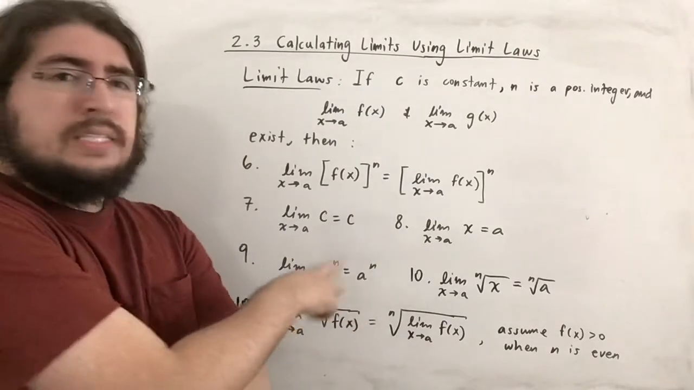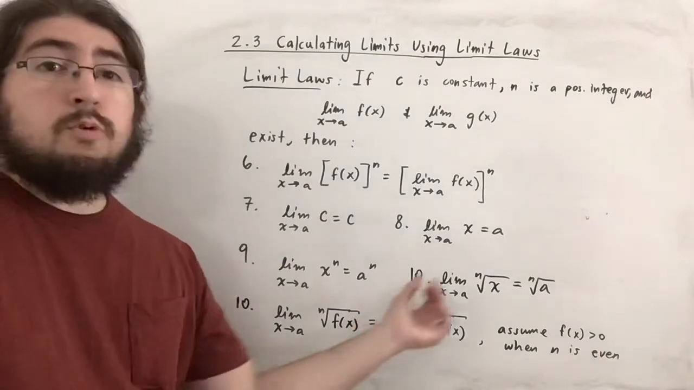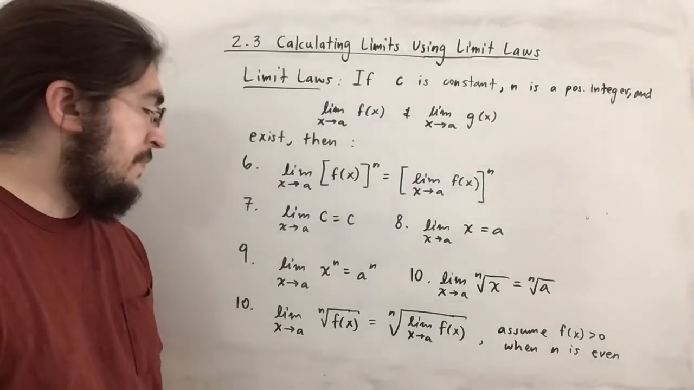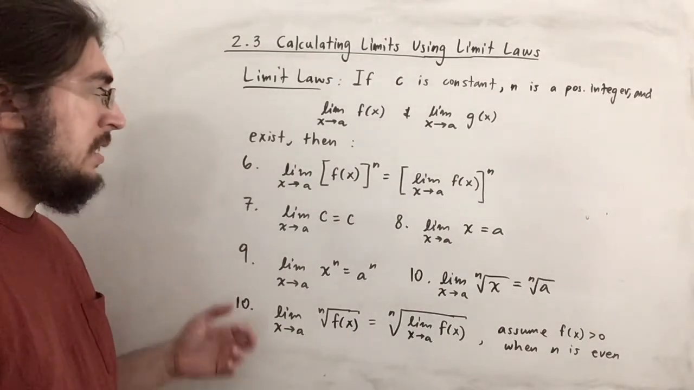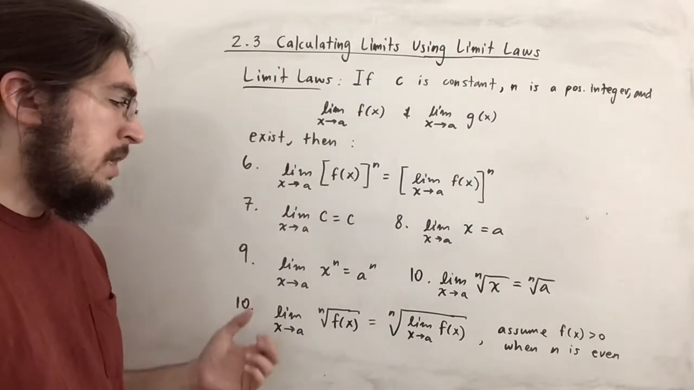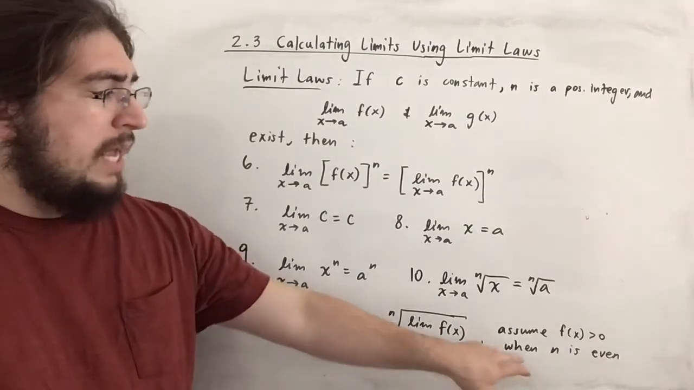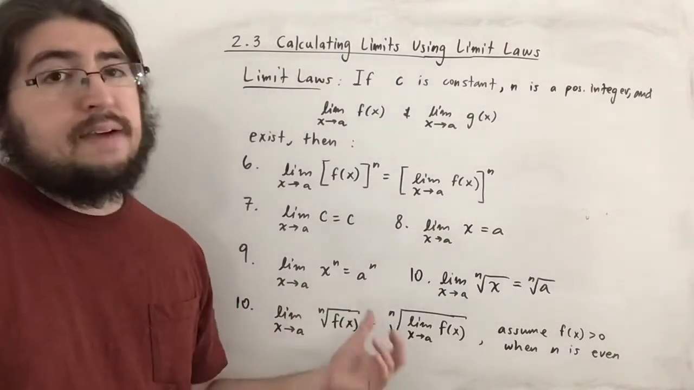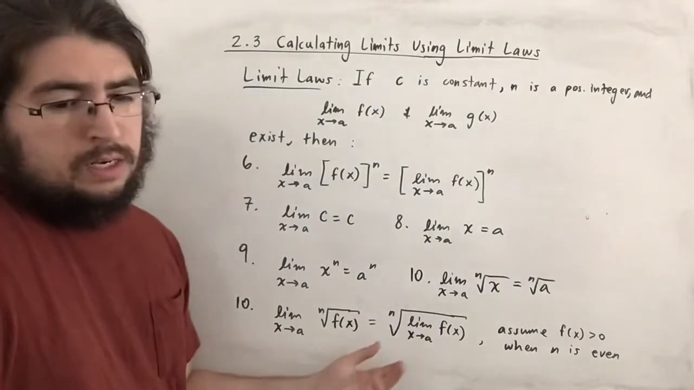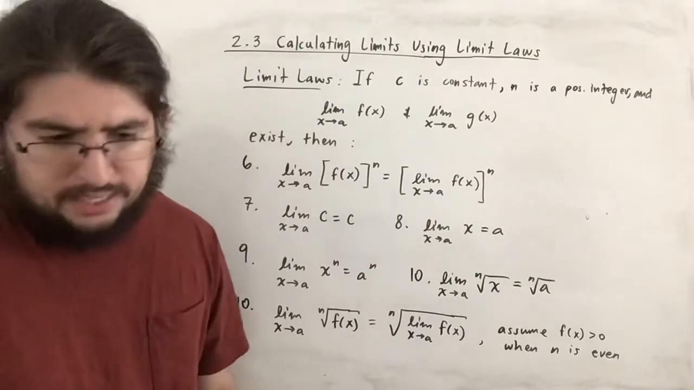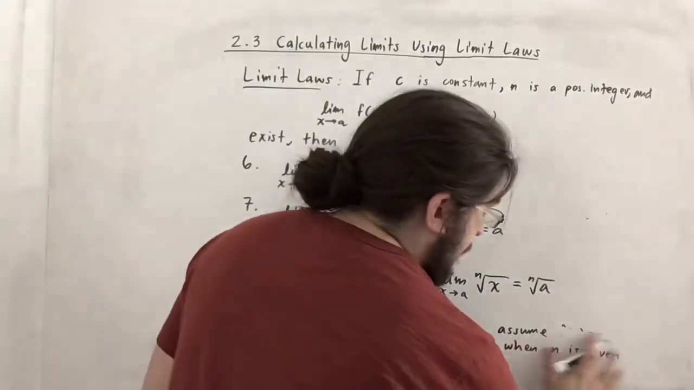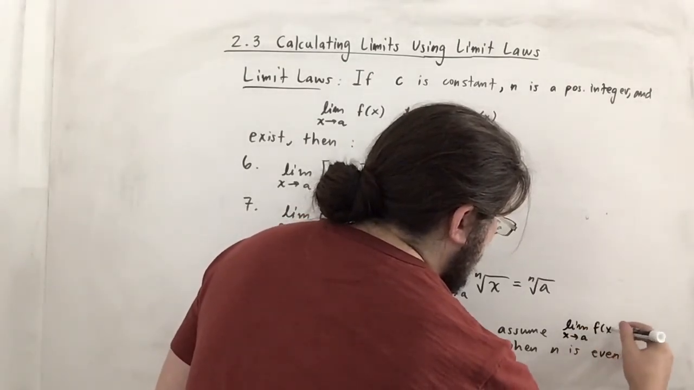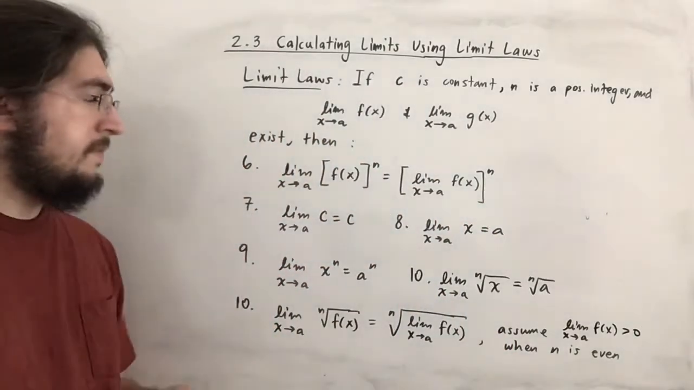And 10 kind of says the same thing that 9 does, only with roots. But notice here n is a positive whole number root. Okay, good. 10 also tries to do the same thing as 6 does, only with roots. But here, we assume that f of x is positive when n is even, which makes sense because otherwise when you have an even root, you can't have a negative inside. And we assume the limit is also positive, so specifically we're assuming the limit as x goes to a of f of x is positive, otherwise we can't do anything there.